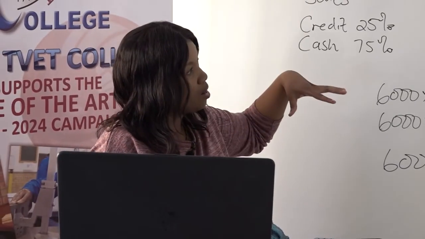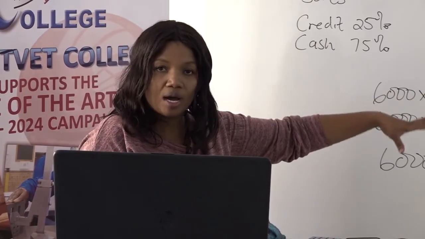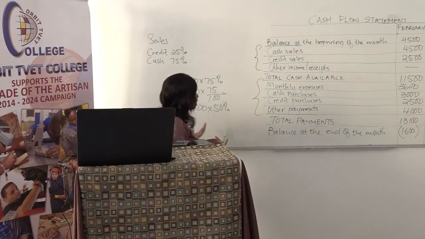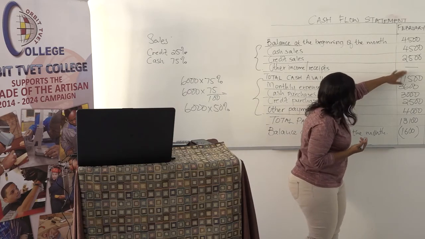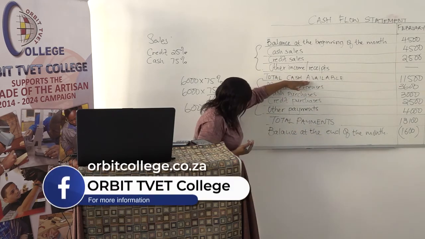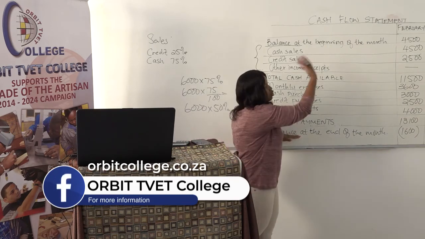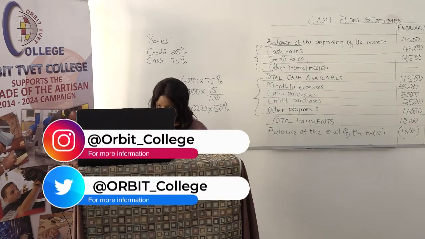And one of the things that you need to be careful of, you need to check your calculations, because now if you make a mistake, let's say in our credit sales, your calculation is incorrect, it is going to affect your total cash available, your balance at the end of the month. Remember, this balance, we transfer it to the next month. So everything that follows will be incorrect.